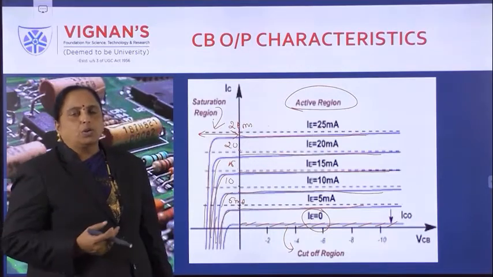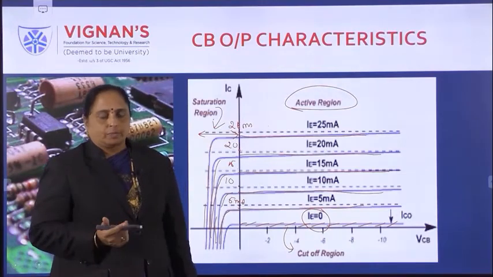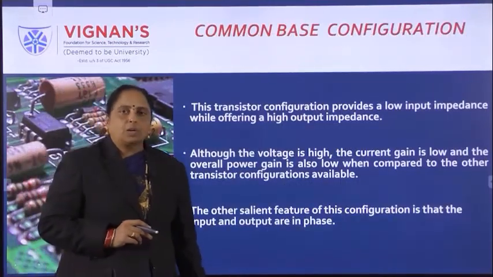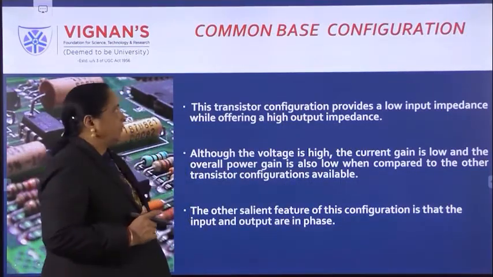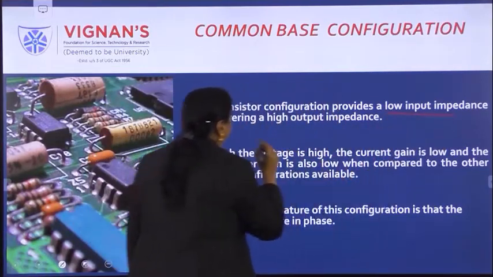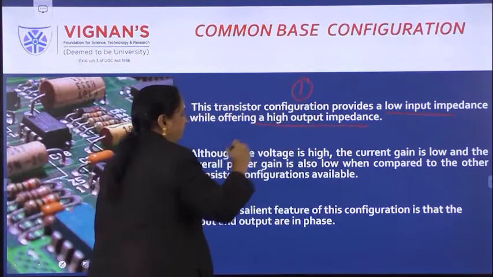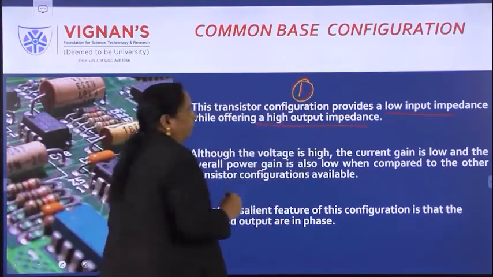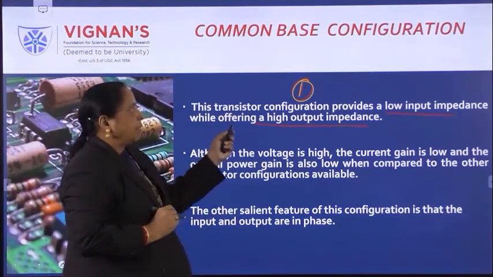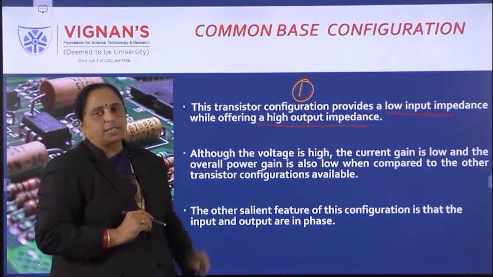Now, what is the conclusion? After studying this common base configuration, what are the conclusions? So overall, on the characteristics you can study. The overall conclusion from this common base configuration is a low input impedance and a high output impedance. So this is the first important point you should know from common base configurations: common base configuration exhibits a very, very low input resistance.